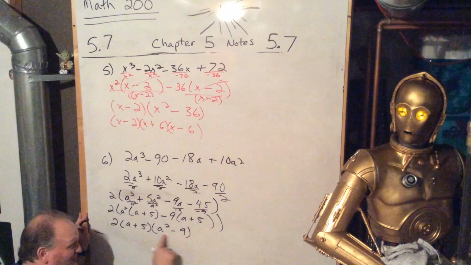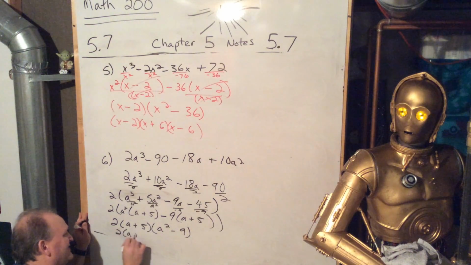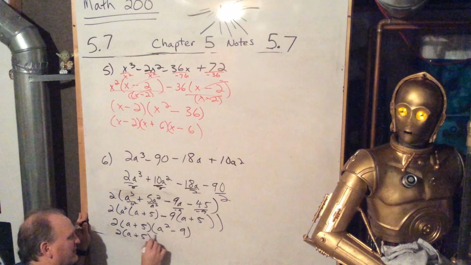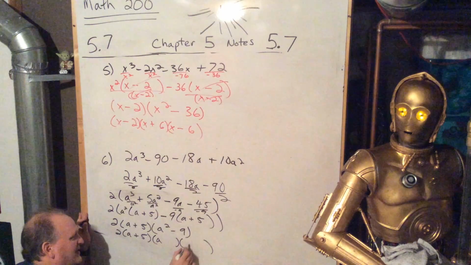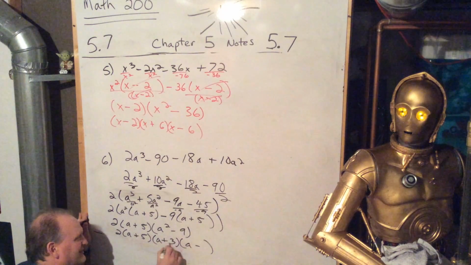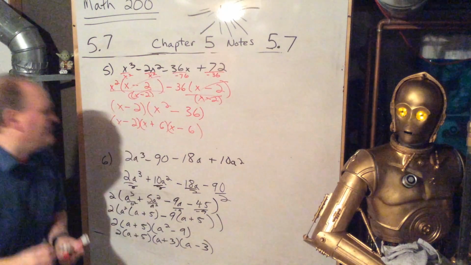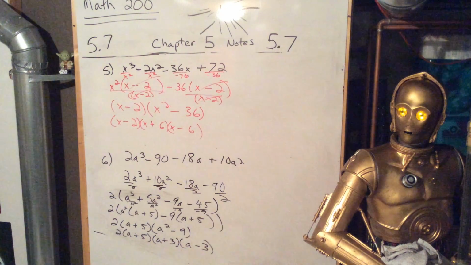But wait, there's more. 2 times a plus 5. That's the difference of two perfect squares. A plus and minus 3 and 3. Whew, that was a toughie. So that's it for 5-7.